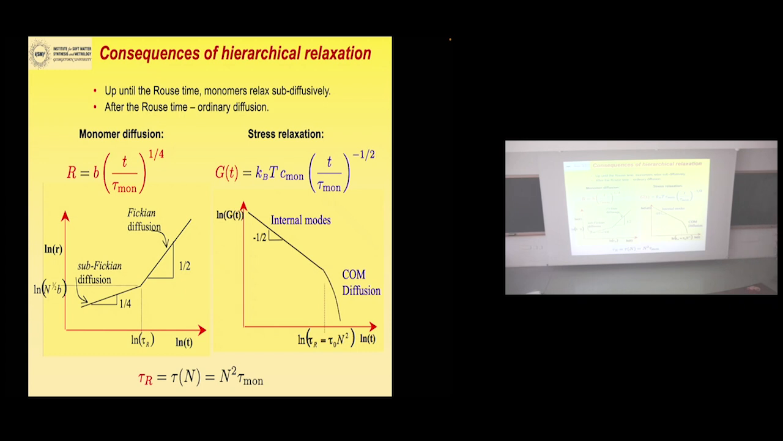And so you can derive all of this quantitatively from the Rouse modes. That's all in Doi and Edwards' book. This is sort of a hand-waving way to get the same information.